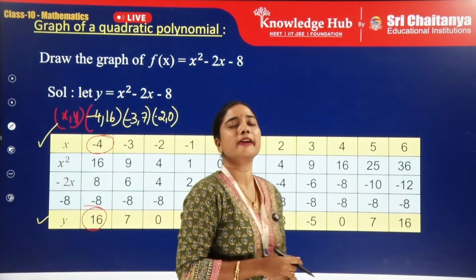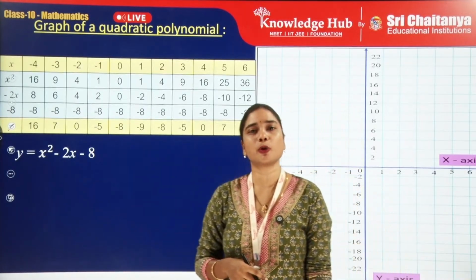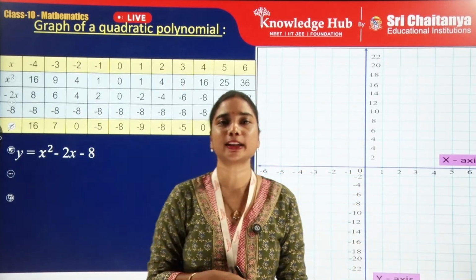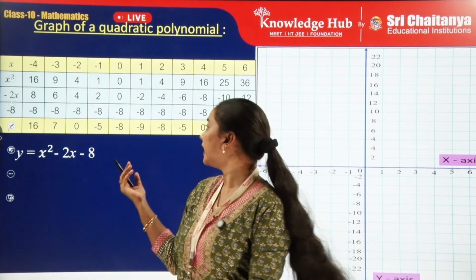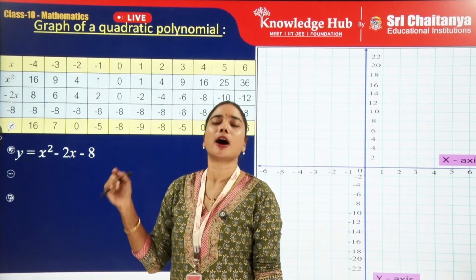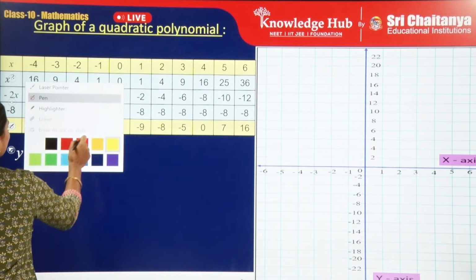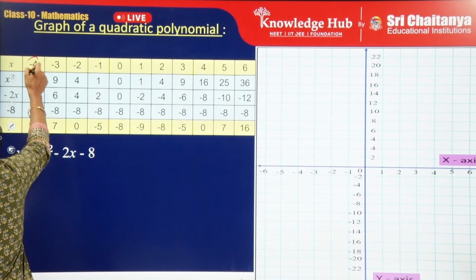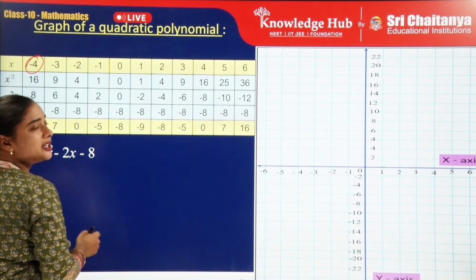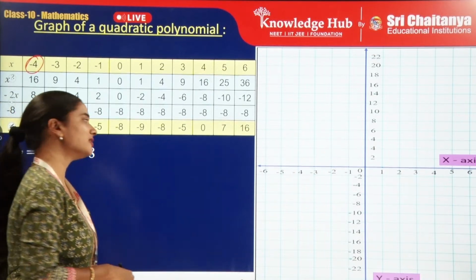So now after completing the table, what do we have to do? Now we have to plot the graph. So how to take the points from the table? Take x values and y values and mark the points on the graph sheet. So let's see how the points will be plotted here. The first point is minus 4 on the x axis and plus 16 on the y axis.